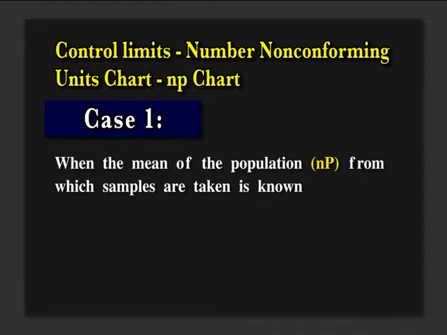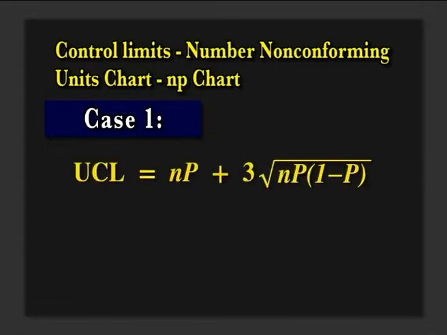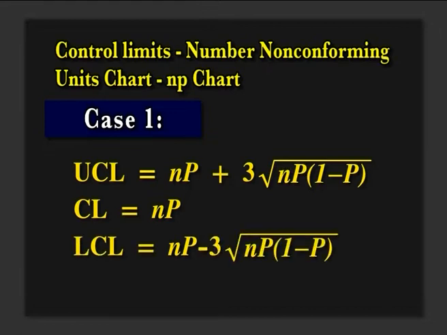Control limits, number of non-conforming units chart or NP chart. Case 1: when the mean of the population np from which samples are taken is known, then the UCL is defined as np plus 3 times root of np into (1 minus p), the central line is np and the lower control limit is np minus 3 times root of np into (1 minus p). As we know, the basis for control charts is mean plus or minus 3 times standard deviation.